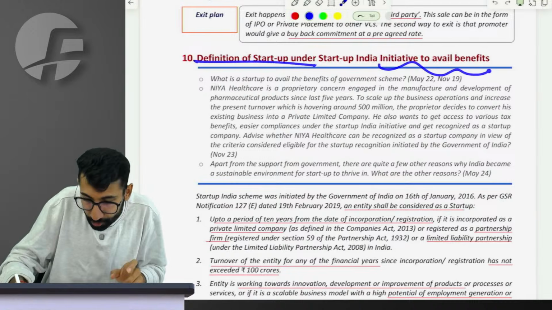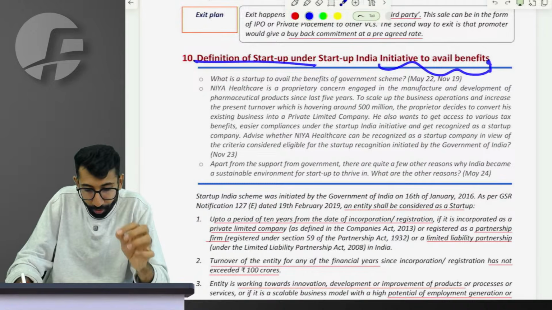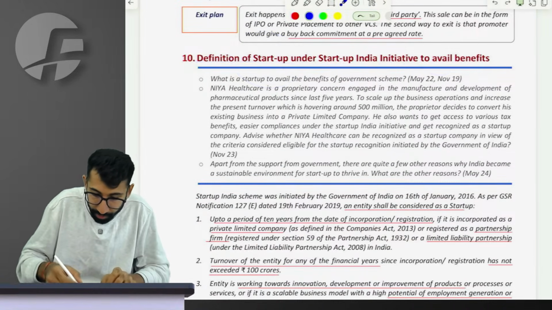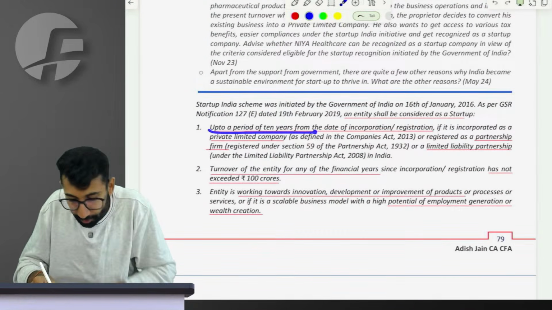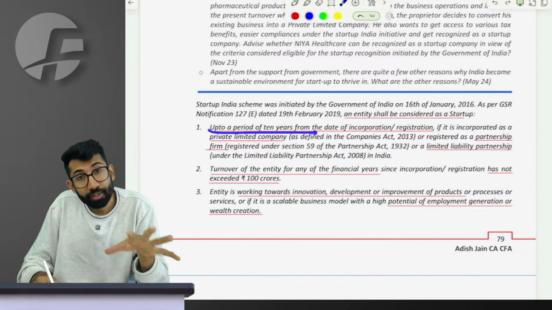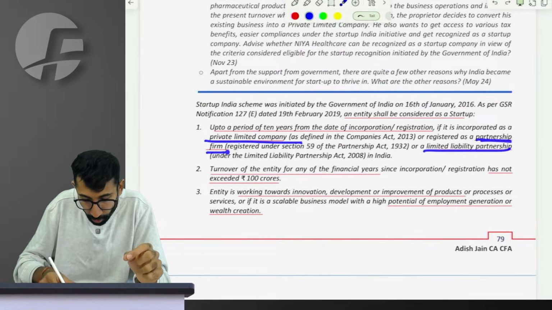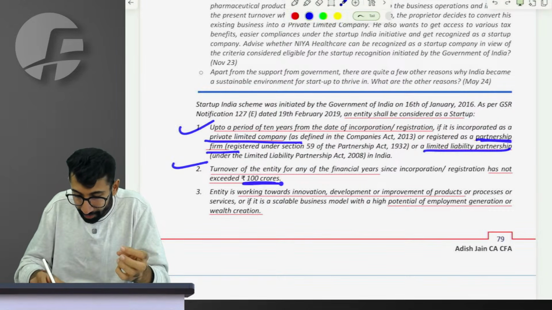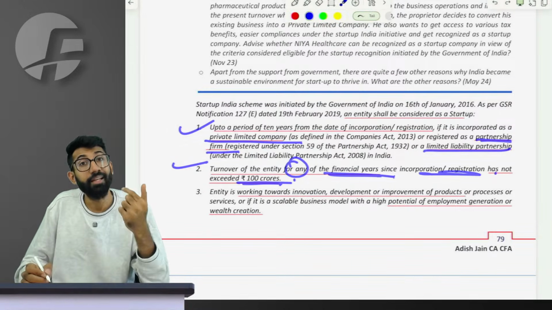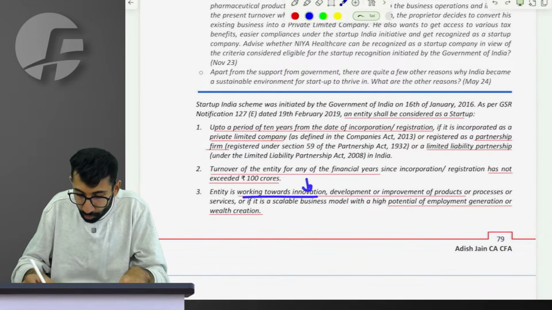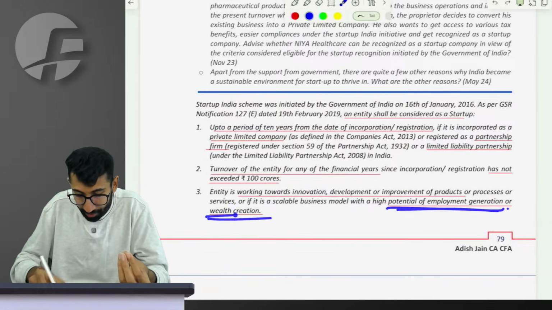Next is, in the eyes of government, there are certain benefits. If you want to achieve those benefits, what is the definition of startup? The institute has asked this question multiple times. They say, first of all, the entity should be there only for the last 10 years, not more than that, in the form of a private limited company, limited liability partnership, or partnership. Second, the turnover should not exceed 100 crores in any of the financial years since incorporation. Then the entity should work towards innovation, development, improvement by the use of technology which can generate employment and wealth, right?